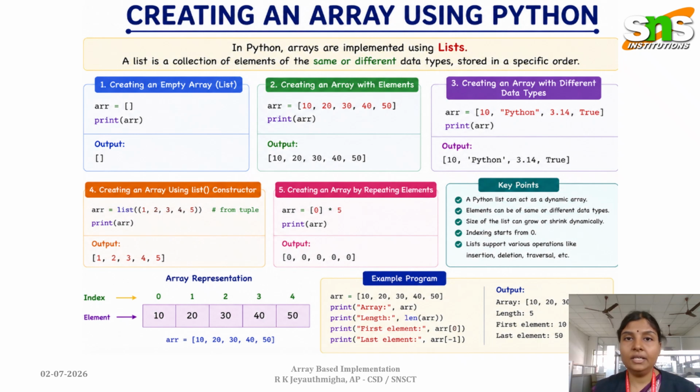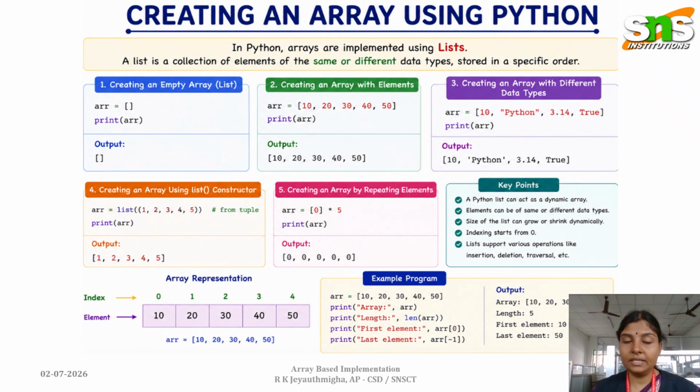Creating an array using Python. In Python, arrays are implemented using lists. A list is a collection of elements of the same or different data types stored in a specific order. Creating an empty array: ARR is equal to just the square brackets. Then we print it, and we get the output.